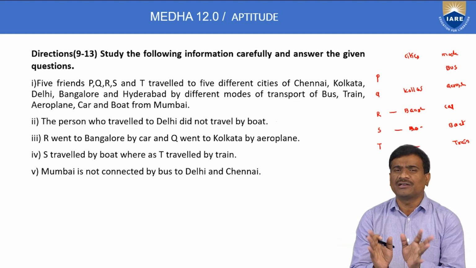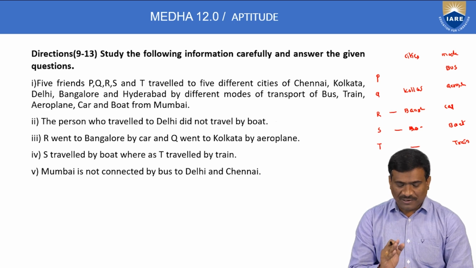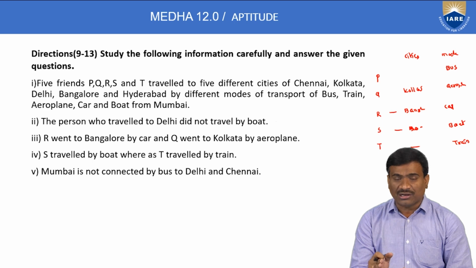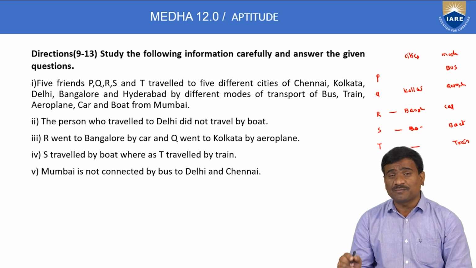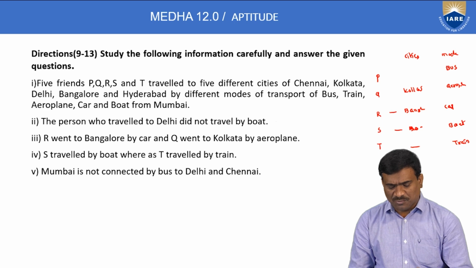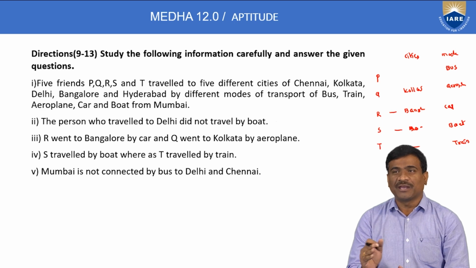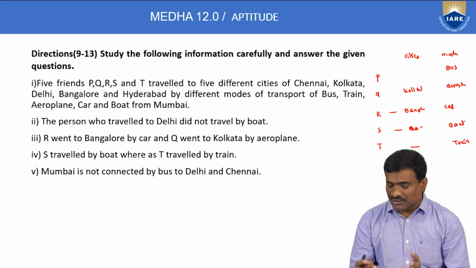Next, apply the conditional statements. The person who traveled to Delhi did not travel by boat. S boat means S's city cannot be Delhi. Next, Mumbai is not connected by bus to Delhi and Chennai. So P bus, Delhi not possible and Chennai not possible. The remaining possibility is only one city, that is Hyderabad.